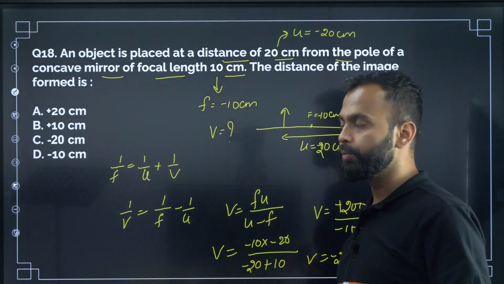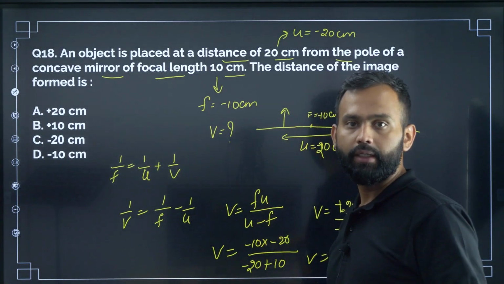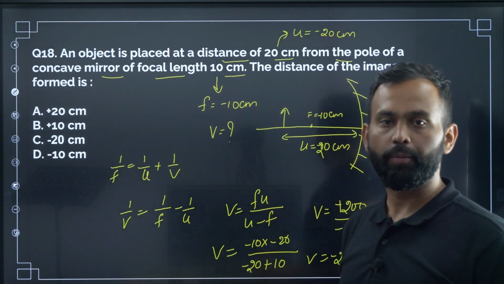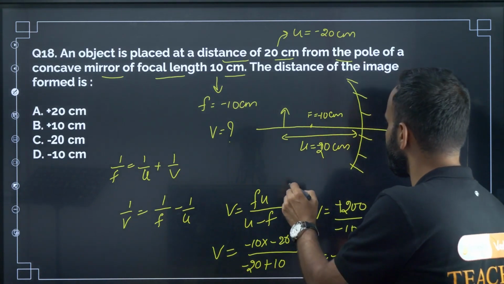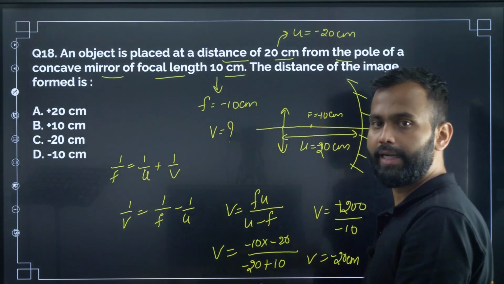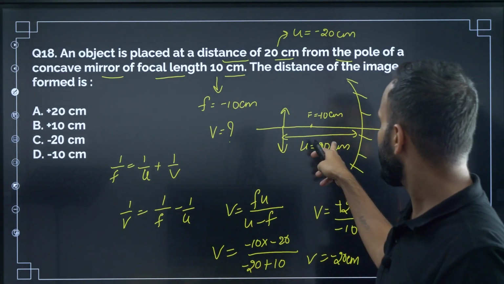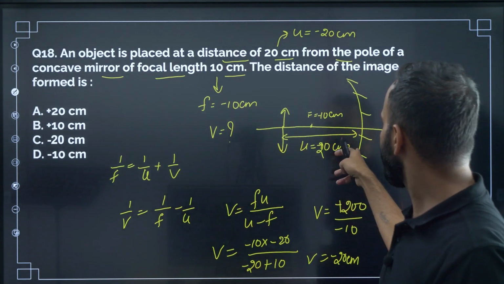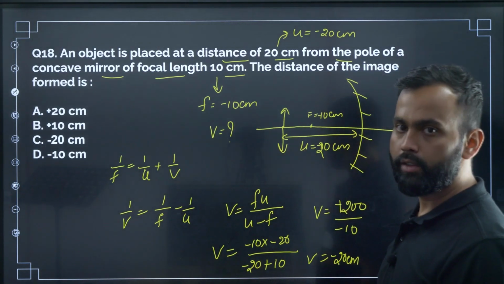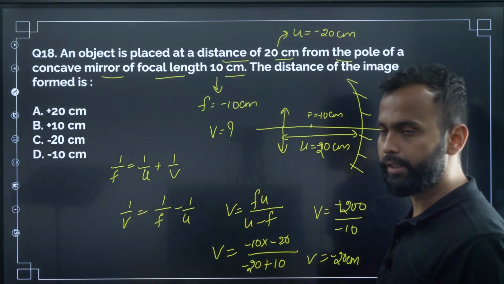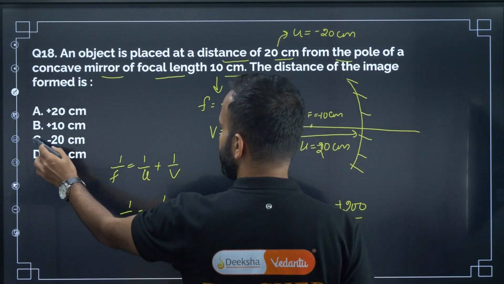So when the object is at 2f, then the image will also form at 2f, and it is real and inverted. The size of the image is same as the size of the object. So the position of the image is 20 centimeter from the pole. Whether it is negative or positive, it's negative, right? So option C is the correct answer.